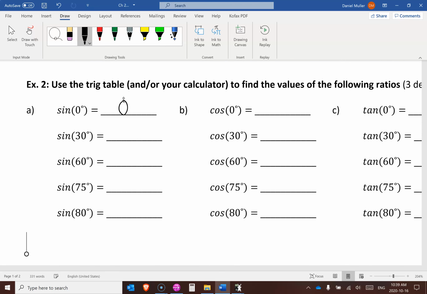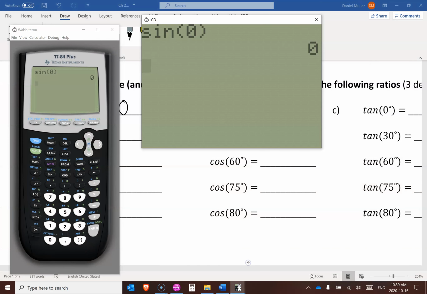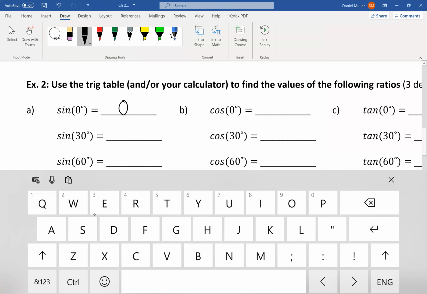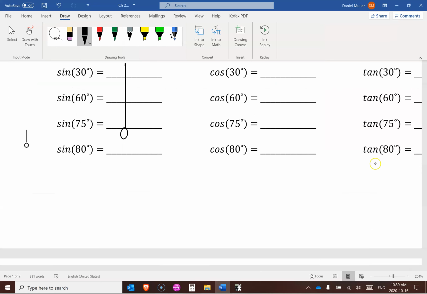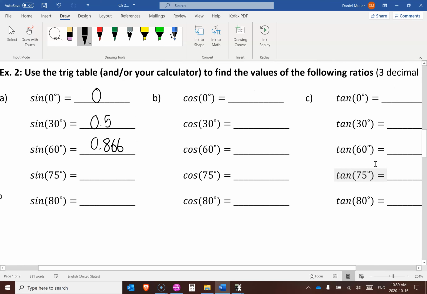Okay, sine of 30 and sine of 60. So I can clear this. Sine of 30, 0.5, sine of 60, 0.866. So 0.5 and 0.866. And you're basically going to go around and you're going to do all of that for all of these things. And it says it wants us to round to 3 decimal places.